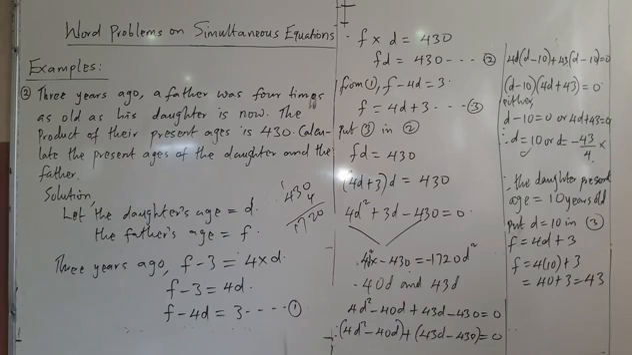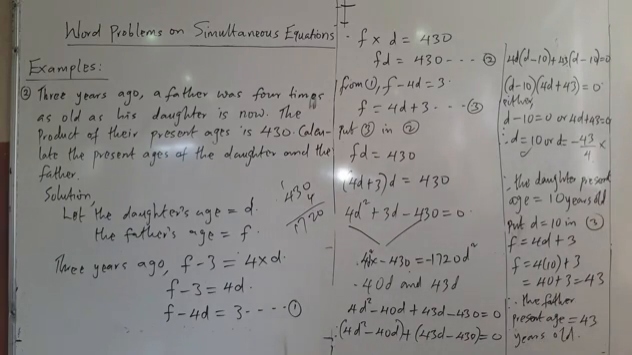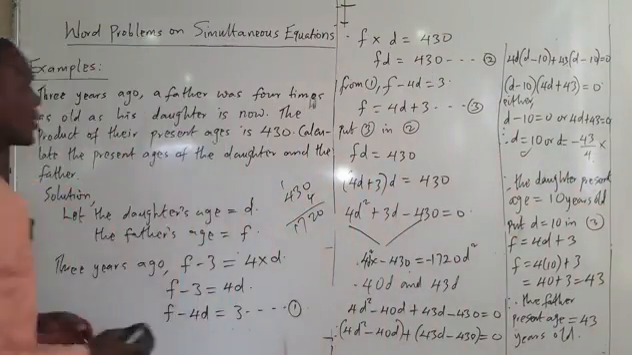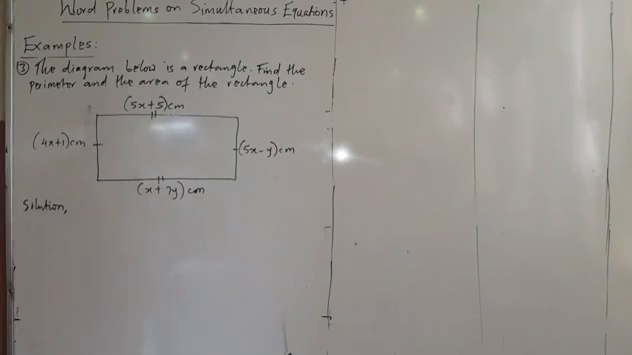So the father's present age is, you can now say, therefore, the father's present age is 43 years old. So this is the solution to question number 2 under word problems on simultaneous equations. So thank you. Question number 3.